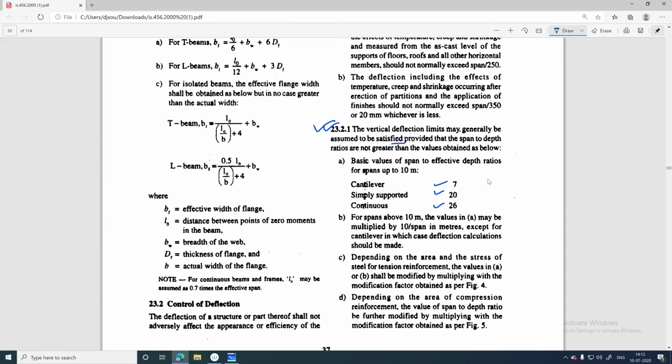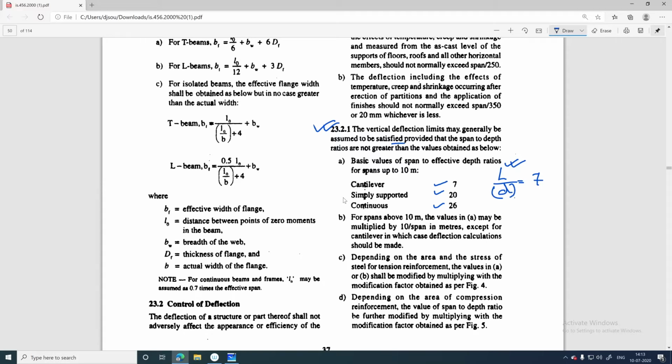If it is a cantilever, then the span to effective depth ratio is 7. For simply supported it is 20, and for continuous it is 26. Now suppose the length L is given, the effective length you can calculate. If you know this L value and this ratio of 7, then you can calculate the value of D, that means the effective depth. So this is for the cantilever case.